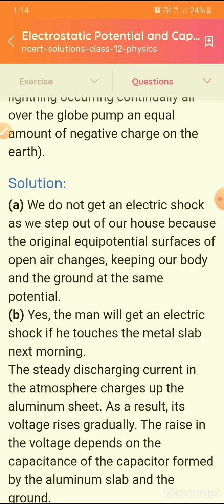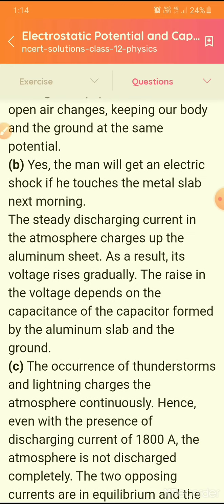Yes, the man will get an electric shock if he touches the metal slab next morning. The steady discharging current in the atmosphere charges up the aluminum sheet. As a result, its voltage rises gradually. The rise in voltage depends on the capacitance of the capacitor formed by the aluminum slab and the ground.